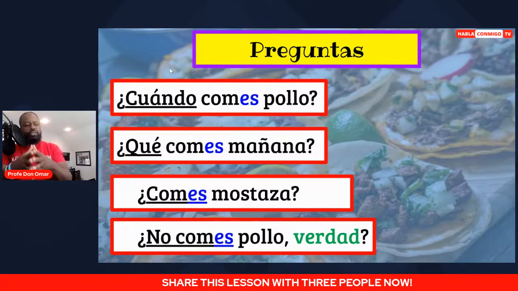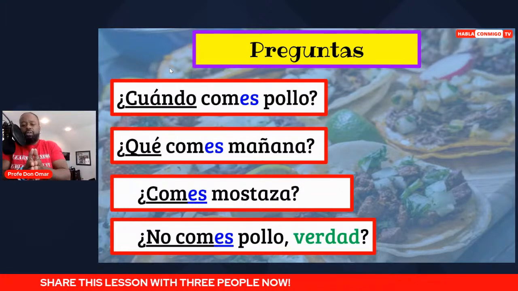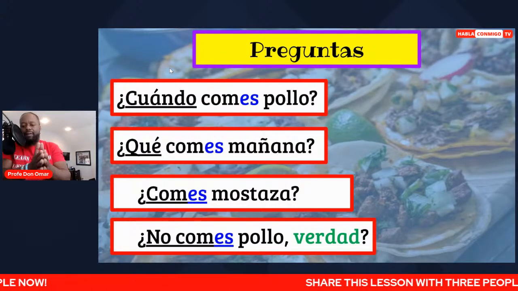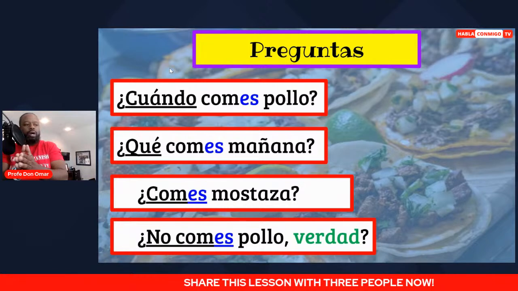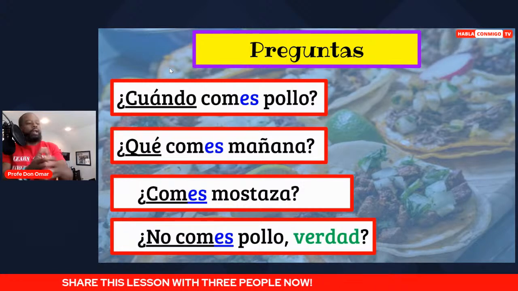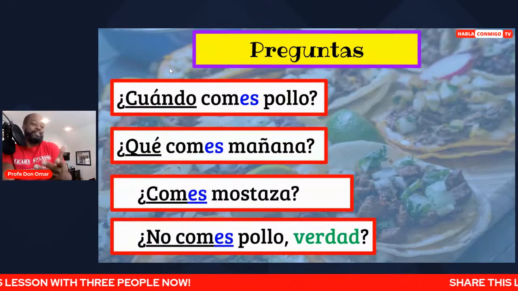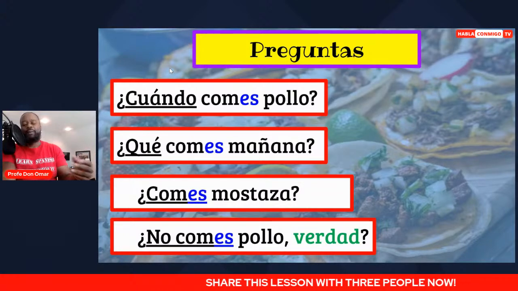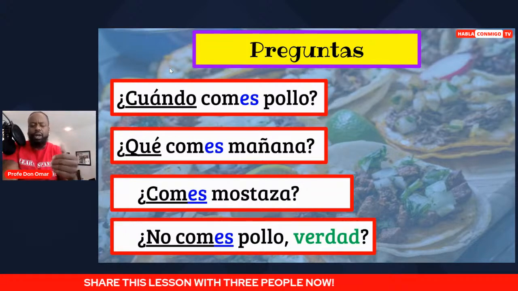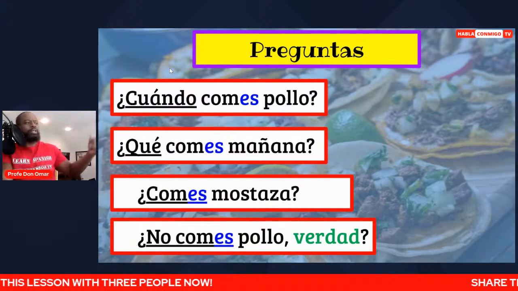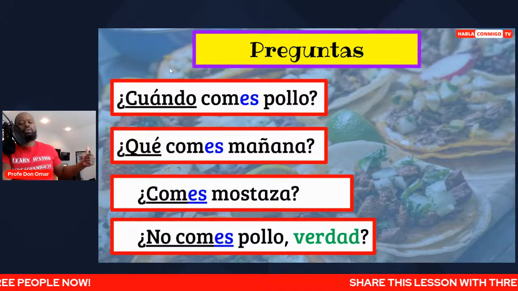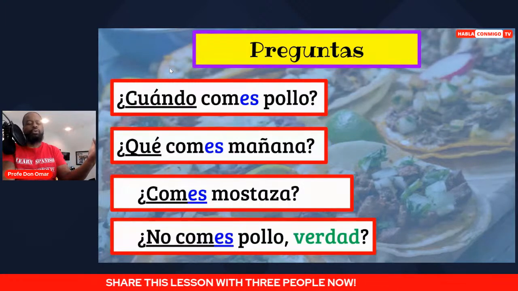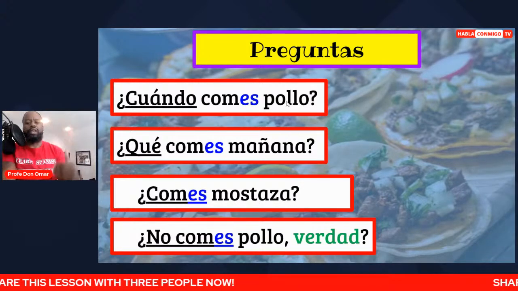What am I asking this person here in the last one? We don't see a subject, but we know that es goes with tú to form the verb comer. You could absolutely say, you don't eat chicken, really? Or in English, we could say, you don't eat chicken, right? Just to get clarification. Because I'm making something here con pollo, arroz con pollo. No comes pollo, ¿verdad? So you can use it as a clarification aspect.